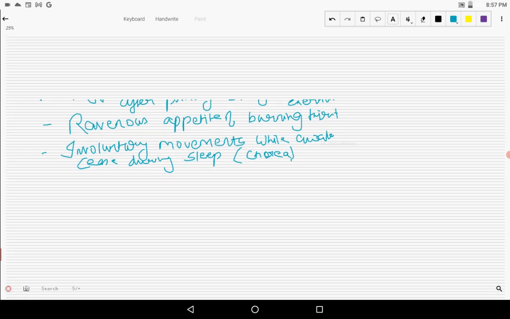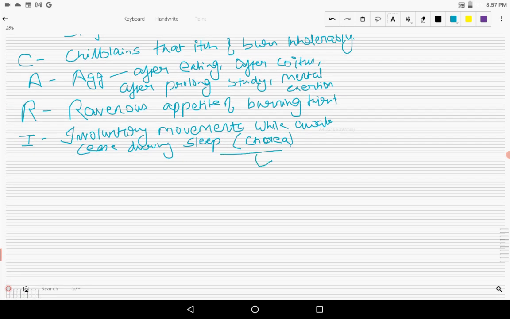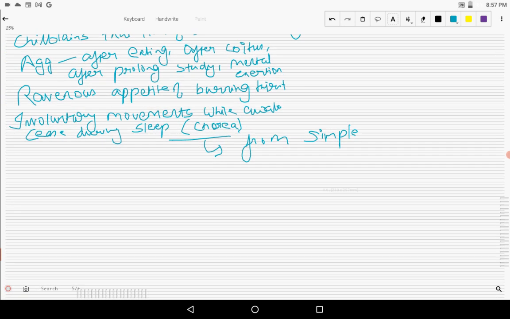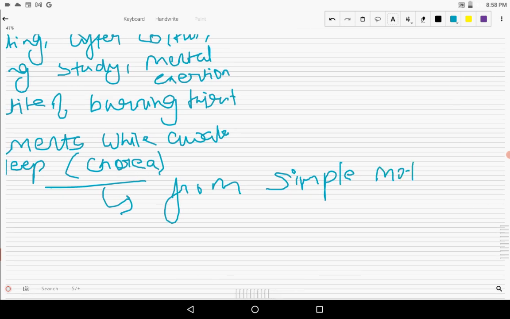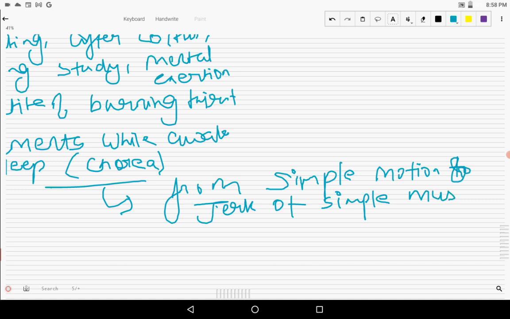Next, you can further explain it to add more points. So chorea from simple motion to dancing of whole body. Simple motion and jerk of simple muscles. This is jerk of single muscle. And dancing of whole body.